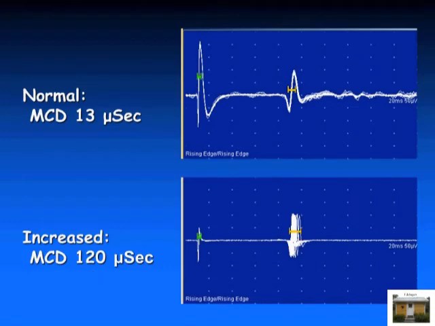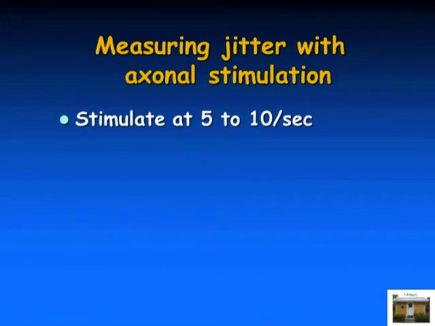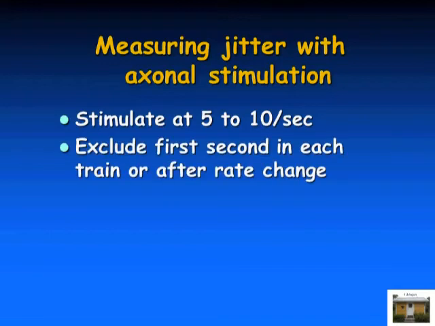During axonal stimulation measurements of jitter, we stimulate the nerve at a frequency that approximates the physiologic firing rate, somewhere between 5 and 10 per second. We exclude the first second of the recording in each train or after we make a rate change to remove the artifact that's produced by variability in firing rate.